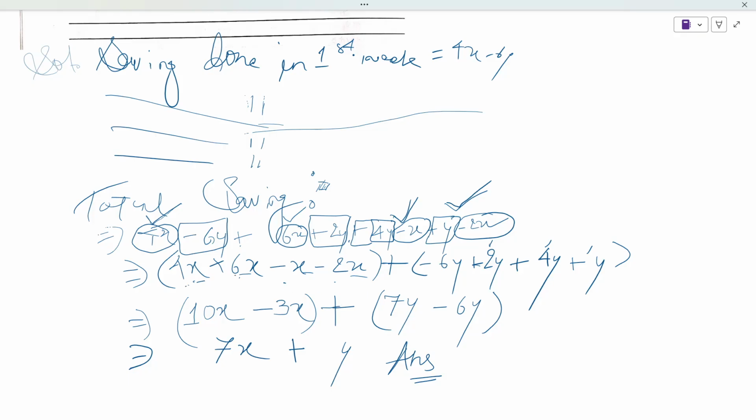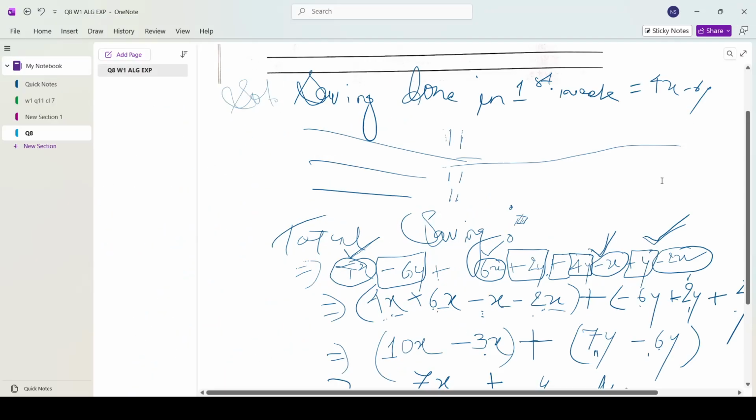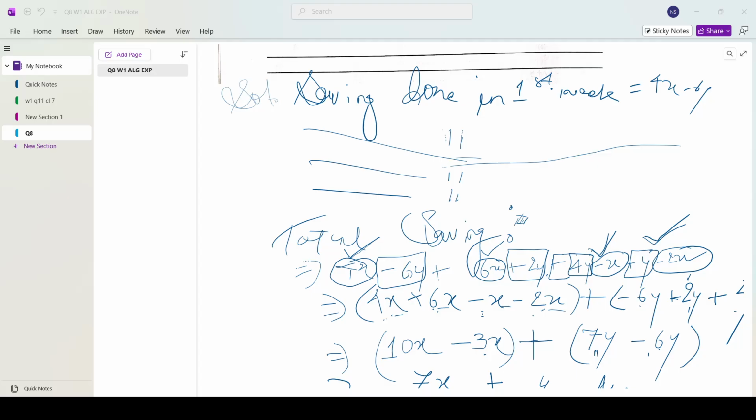So 4 plus 6 is 10, minus 1 and minus 2 is minus 3. Likewise, minus 6 remains minus 6. 2, 4 and 1 add to give you 7. Then 10 minus 3 is 7. 7 minus 6 is 1. So in that way, we can solve the problem. I hope it will be helpful for you.